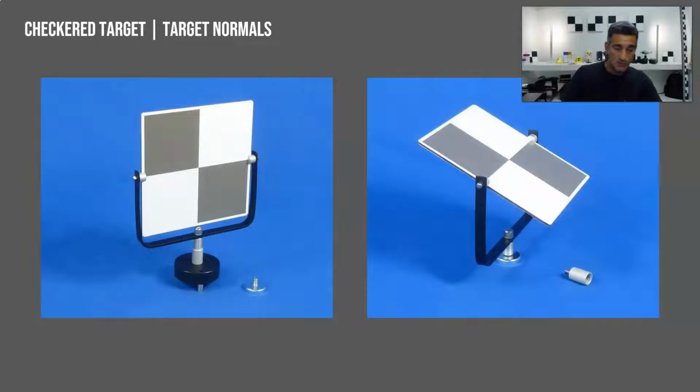So what this is useful for is if you mount this on a tripod or something like that, and the scanner is moving around and it starts to get oblique, you can just rotate the target to face the device, whether it's a total station or a scanner or something like that. So these can be really, really useful, and they're used all over the place.